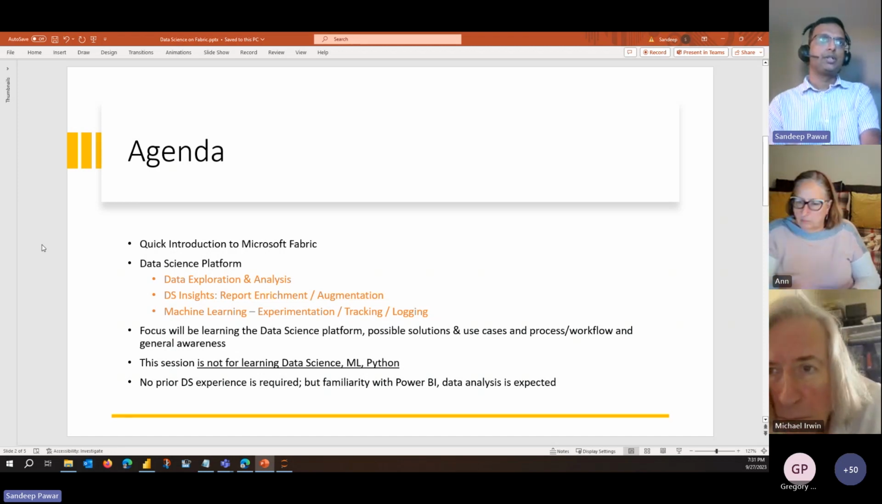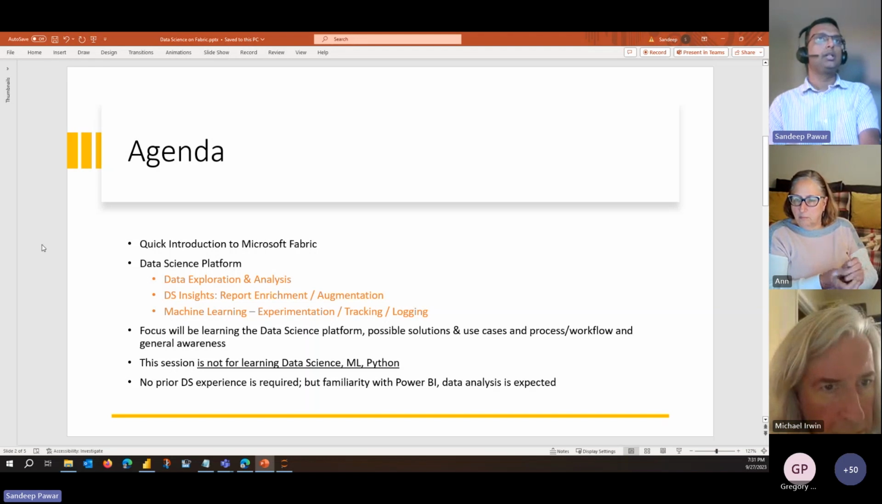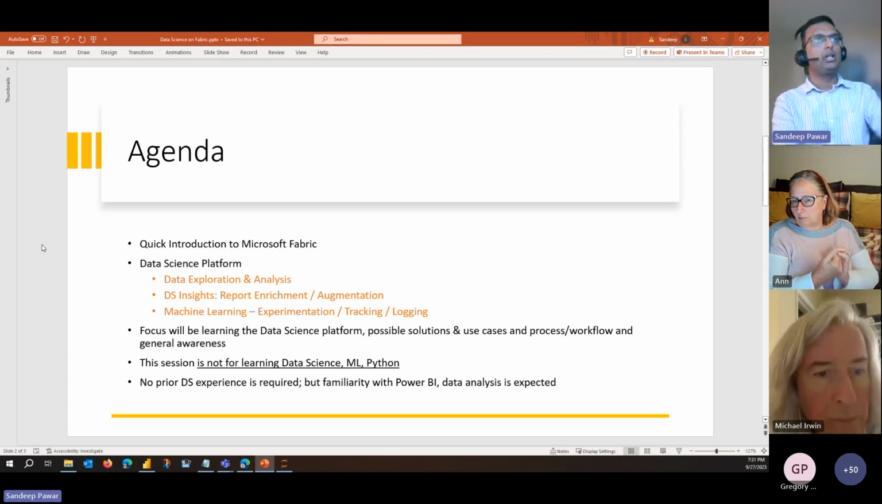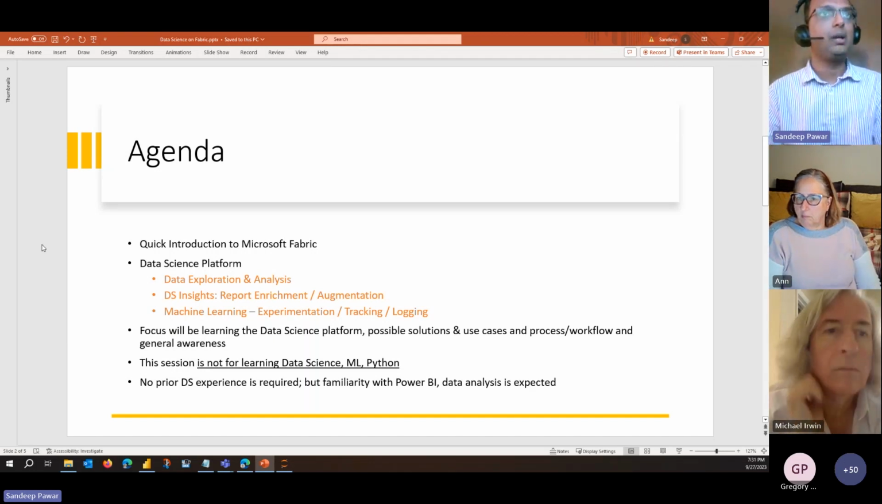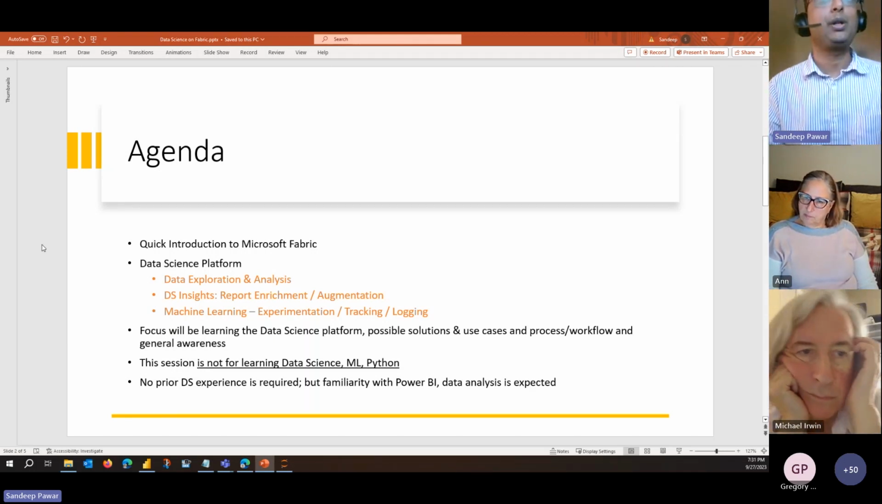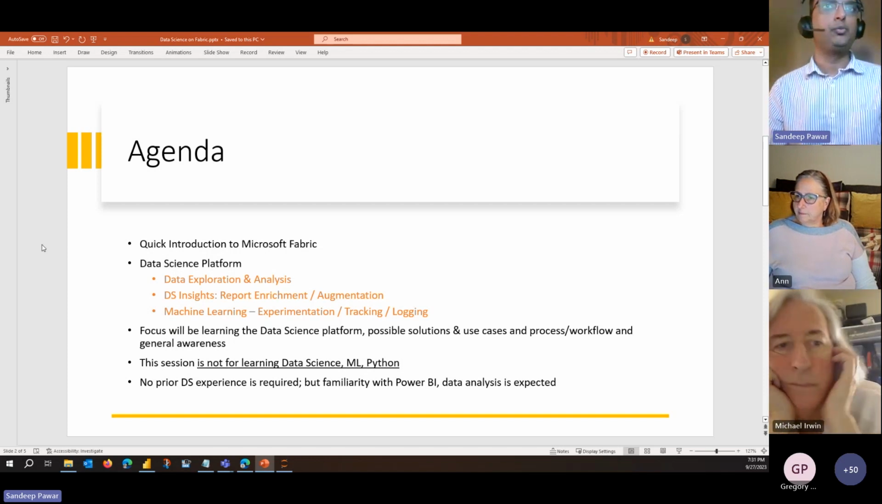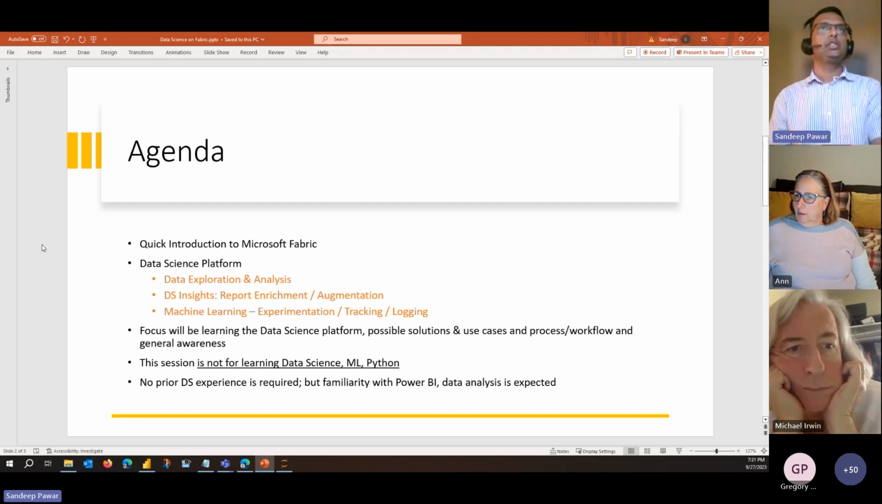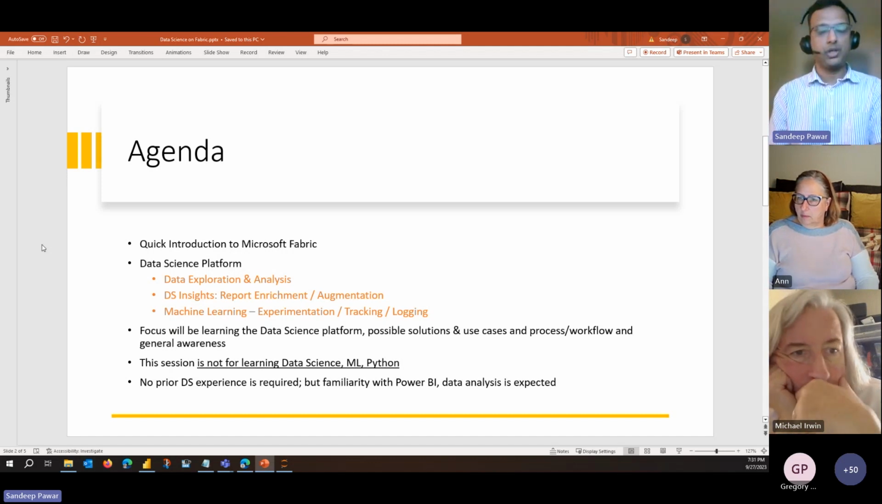As I mentioned, this is not a session where you'll be able to learn data science, machine learning, or Python, but at least learn about that a little bit at a high level. I don't expect any of you to know anything about data science. No experience is required. But I think it's a good assumption at this point that you at least know Power BI. So if I use a term like semantic model, you know exactly what I'm talking about. And then obviously hopefully you've had some experience with data analysis in general.